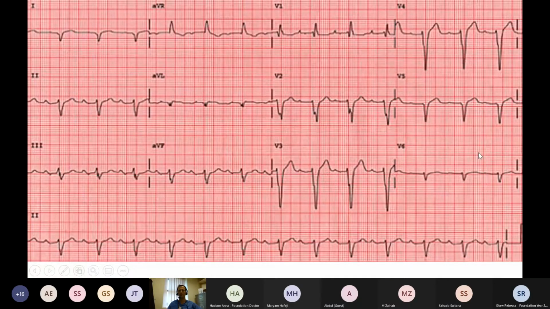Good. So what about this ECG now that you're experts in fascicular block? Can you tell me, is this left or right bundle branch block?